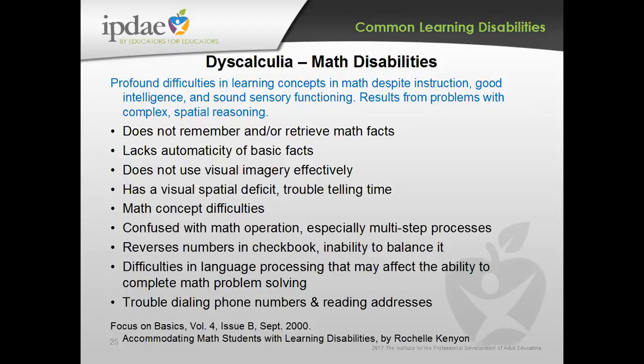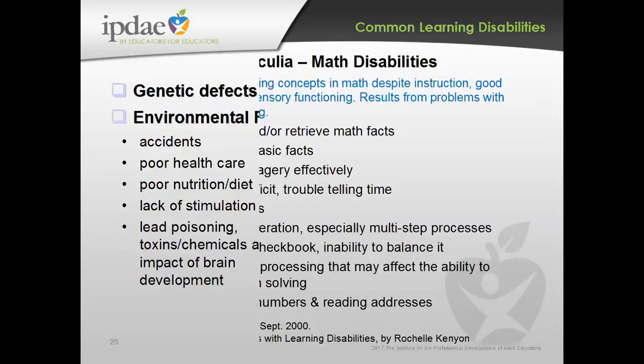Concepts are difficult, operations are difficult, reversing numbers in a checkbook, that would make balancing checkbooks hard. Dialing phone numbers, following directions, driving, getting to the right address, finding the right apartment, calling the right phone numbers. All of these things can be very challenging for people who have dyscalculia.